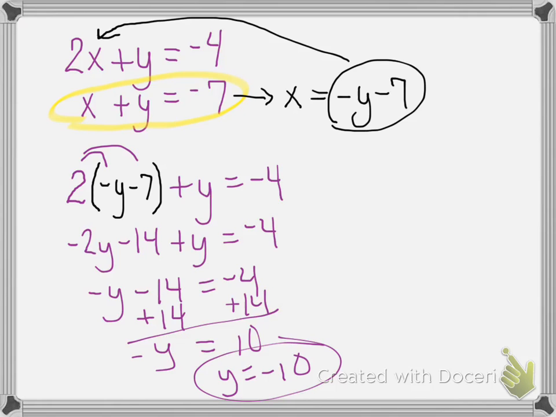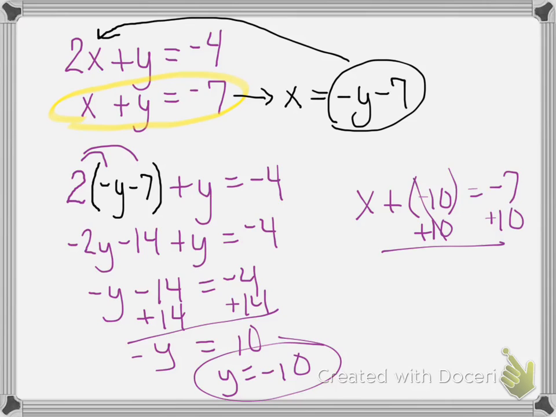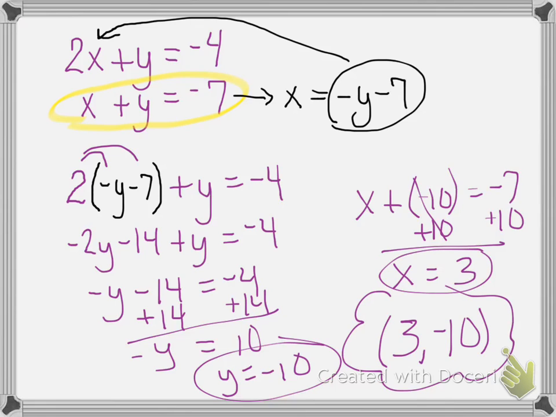And then I'm going to plug back in. I'm going to go ahead and plug it into the lower equation because it looks like it'll be easier. So I get x plus negative 10 equals negative 7. I'm going to add 10 to both sides and I get x equals 3. And then I'm going to write it as an ordered pair. Don't forget, they dock you if you don't. And then I can plug those in and try those again. So here's one that you can try.